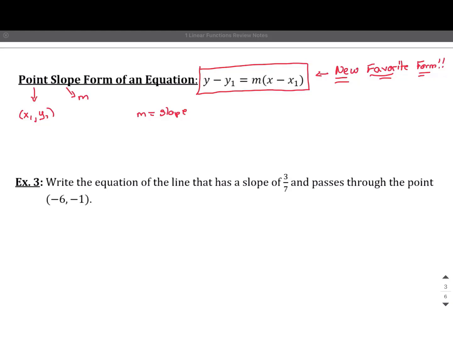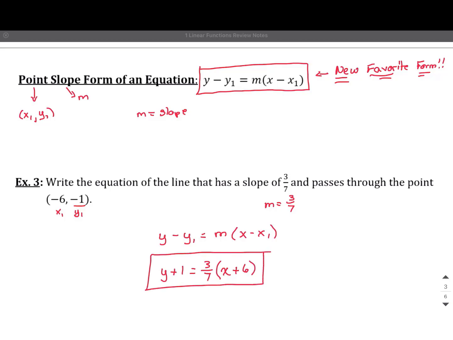For instance, here's an example. We're going to write the equation of a line that has a slope of 3/7, so we know that our slope is 3 over 7, and it passes through the point -6, -1. So we know our x value and we know our y value. So if we have y minus y1 equals m times x minus x1, it's y minus our y value, which is -1. So when we minus a -1, it becomes +1. Please don't leave it y minus a -1. Equals our slope, 3/7, times x minus, and when we minus a -6, that becomes +6.